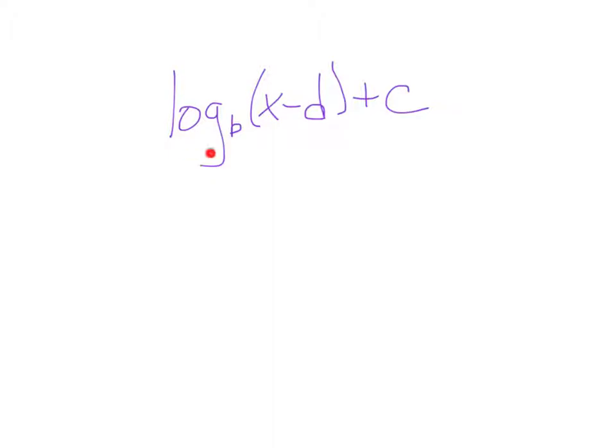So here's a generic statement, whatever the base is that you're looking at, the number inside the parentheses will move it left and right, and it will go in the opposite direction of this sign. And the number that you add or subtract to the outside will move it up and down in the same direction as this sign. And of course, if we threw a negative out front, that would reflect it over the x-axis.